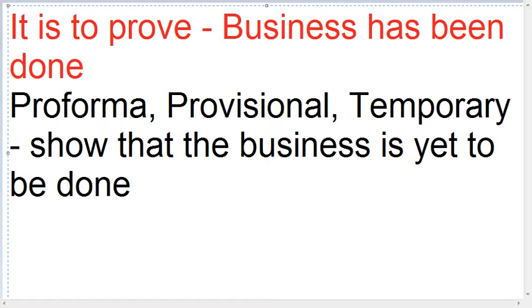It also depends on the content. It can be named anything of the above, like commercial or whatever, but if in any way it shows that the business is yet to be done, in that case even that name would be rejected, because content is important. You don't just go by the names. Of course, pro forma, provisional, those are directly rejected. Those are not to be looked at. But even the above names which are acceptable, if the content proves that the business is yet to be done, then that invoice won't be accepted.